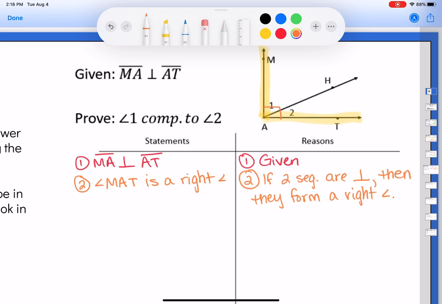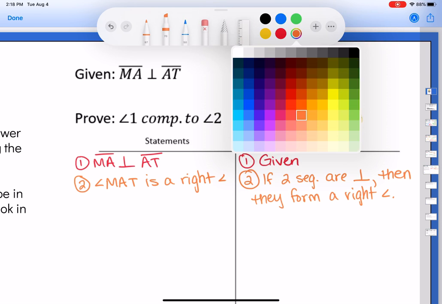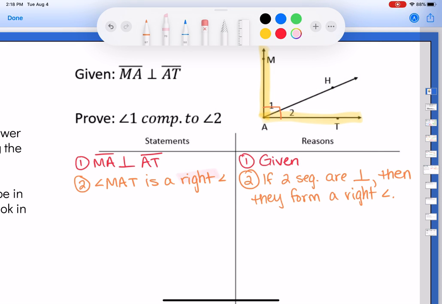Make sure that you have the if and the then in the correct order, but also double check that I use the words right angle in my reason, since I used right angle in my statement. Now, if you said angle MAT equals 90 degrees in your statement, awesome, perfect. Then you just have to say in your reason, then they form a 90-degree angle. You have to make sure that they match. Whatever you pick to use is fine. You just have to make sure that you stick with it all the way through.